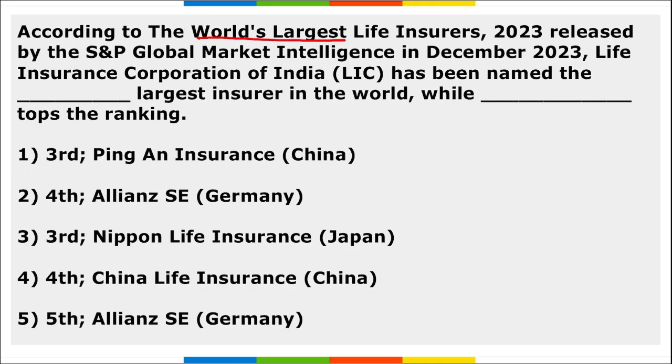Next, according to the world's largest life insurers, a report released by S&P Global Market Intelligence in December, LIC has been named as the fourth largest insurer in the world, whereas Allianz SE, that is in Germany, has topped the ranking. So LIC is the fourth largest insurer in the world, whereas Allianz SE is the largest life insurer in the world. So the right option becomes option second. Allianz SE from Germany has a revenue of 720.5 billion, followed by China Life Insurance on second and Nippon Life Insurance Company of Japan on third position. Right, and LIC from India is the fourth largest insurer in the world.